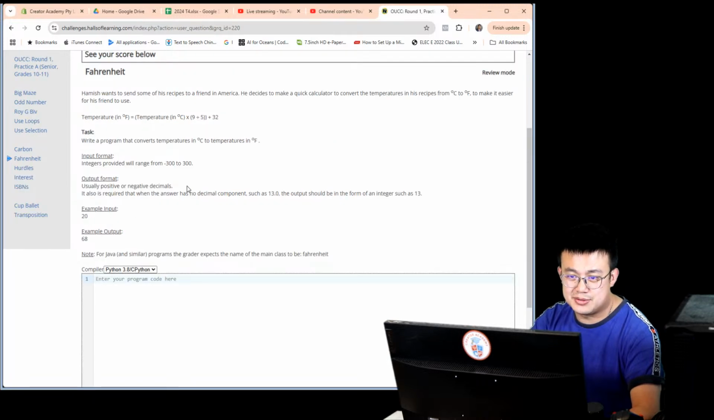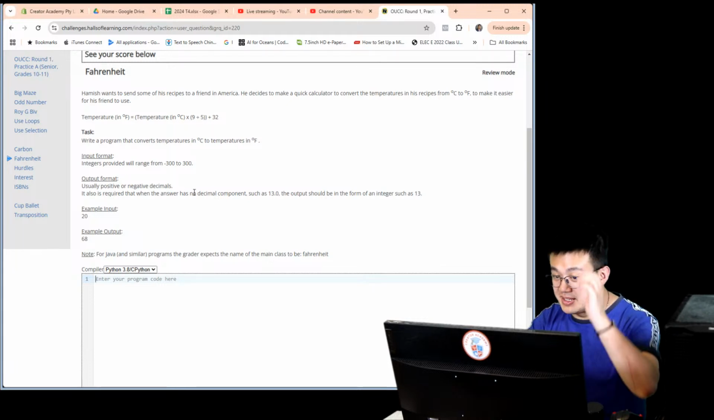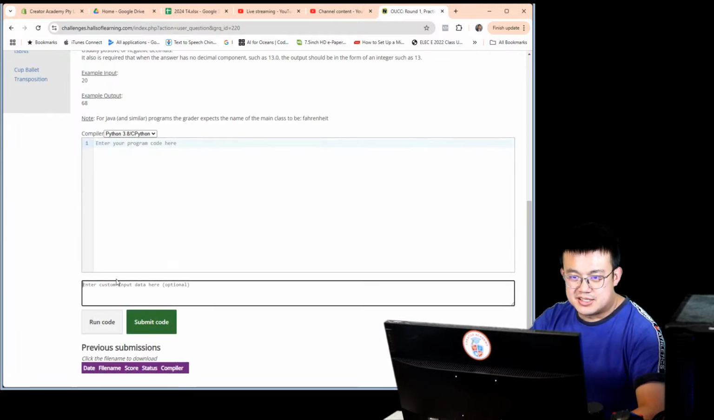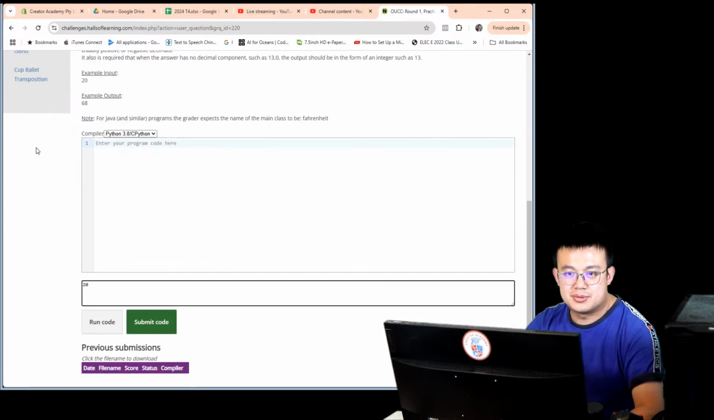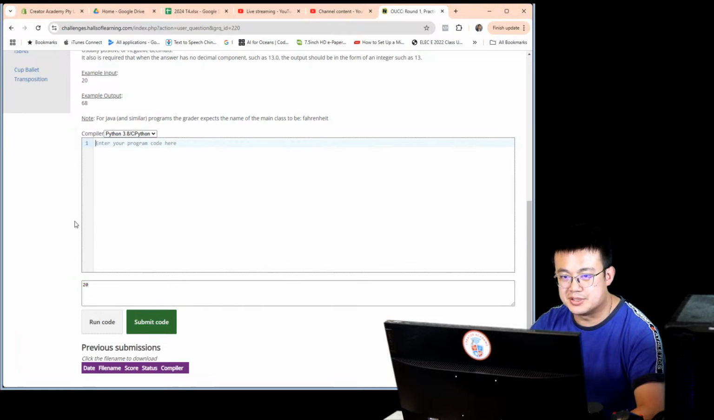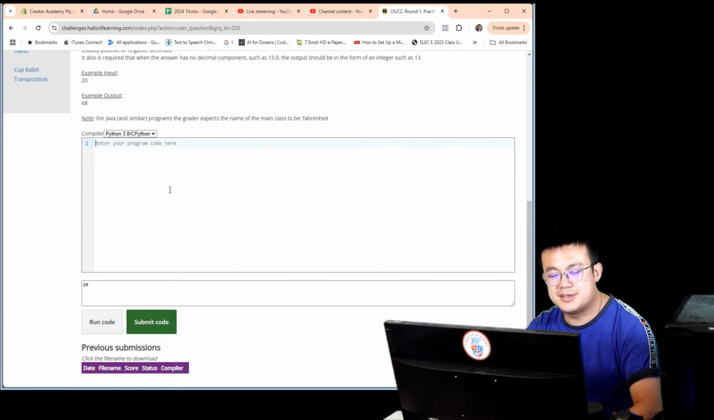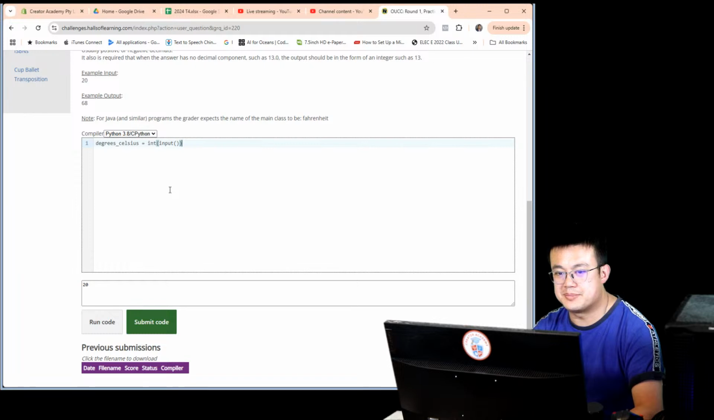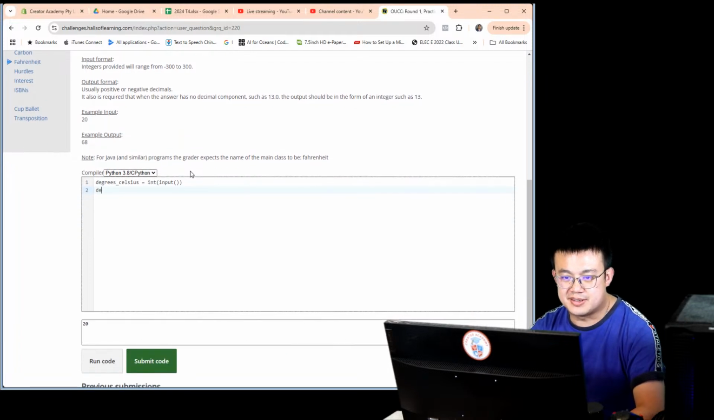Okay, so that is the hard bit right there. Not only do you have to make it a number that has a decimal component, you also have to turn it into an integer if it's not a decimal. So let's check it. Let's put an example input 20, and we need to output 68. So degrees Celsius equals int input. That's going to get me my degrees Celsius.